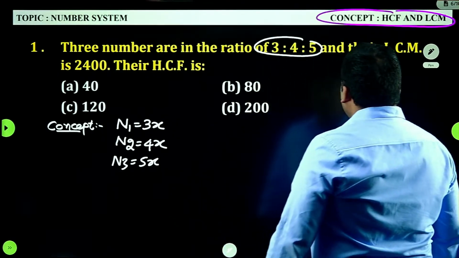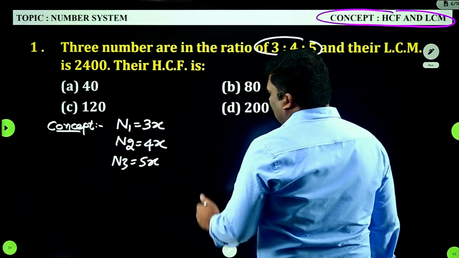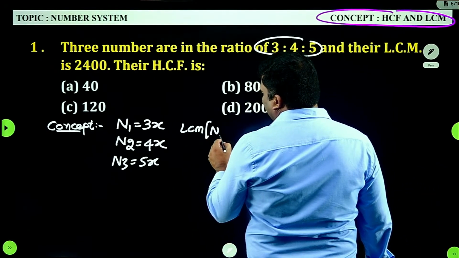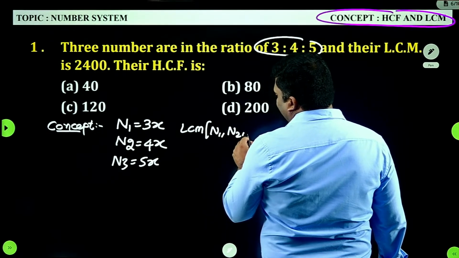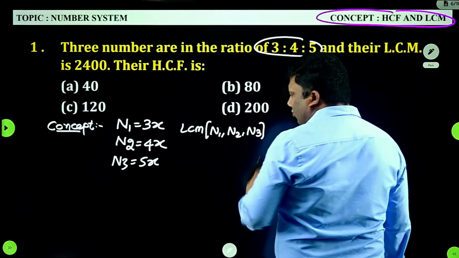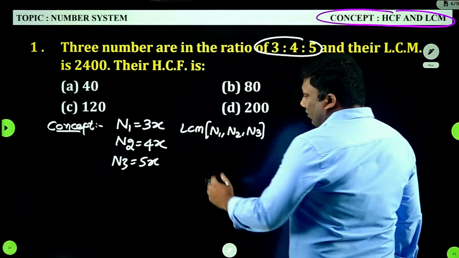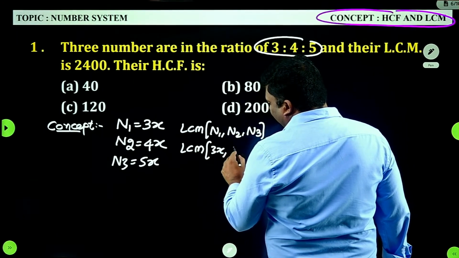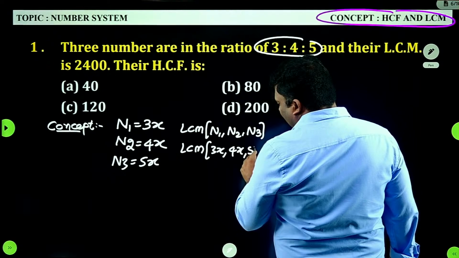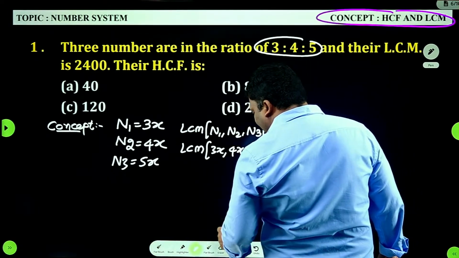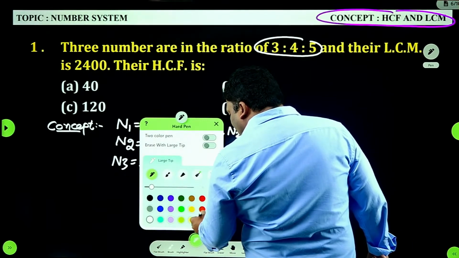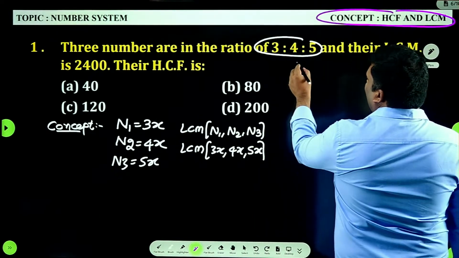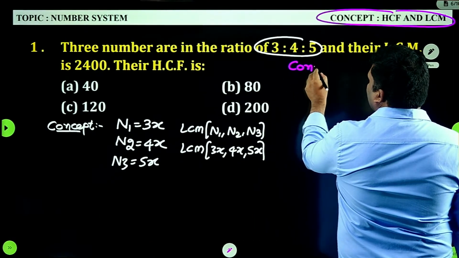What is given? Their LCM. So the LCM of N1, N2, N3. Now this will become the LCM of 3x, 4x, 5x. Before solving this, I wanted to teach you two concepts.